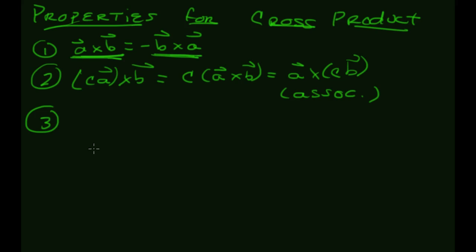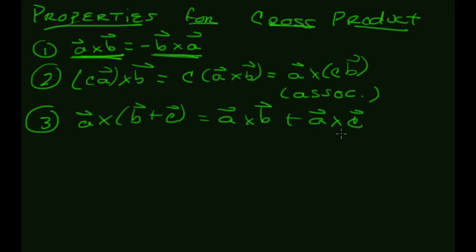Okay, so we get a distributive property. If I take A cross B plus C, this is going to be equal to A cross B plus A cross C. So that's a distributive property. That's very much expected. Nothing unusual there.